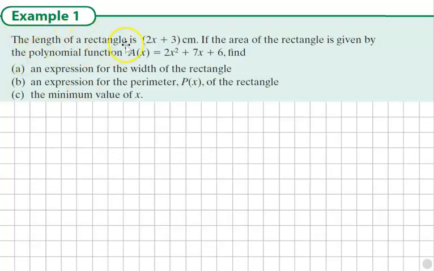The length of a rectangle is 2x plus 3 centimeters. If the area of the rectangle is given by the polynomial function A of x equals 2x squared plus 7x plus 6, find an expression for the width of the rectangle, an expression for the perimeter P of x of the rectangle, and the minimum value of x.